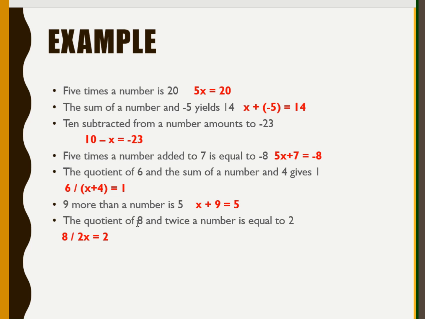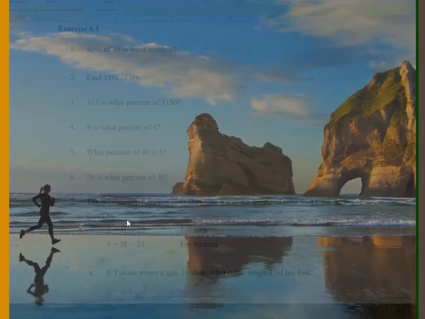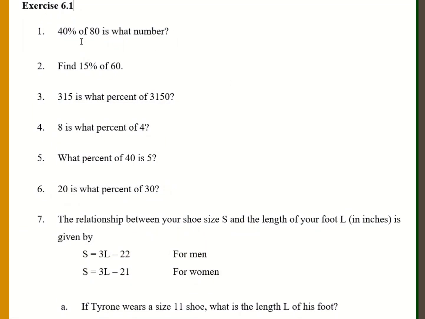So now I will go through the questions in the manual, all right? So we'll change screen for a while. Let's look at exercise 6.1. I'll go through the questions. There are about 79 questions here. I'll just go through those that are complicated, all right?